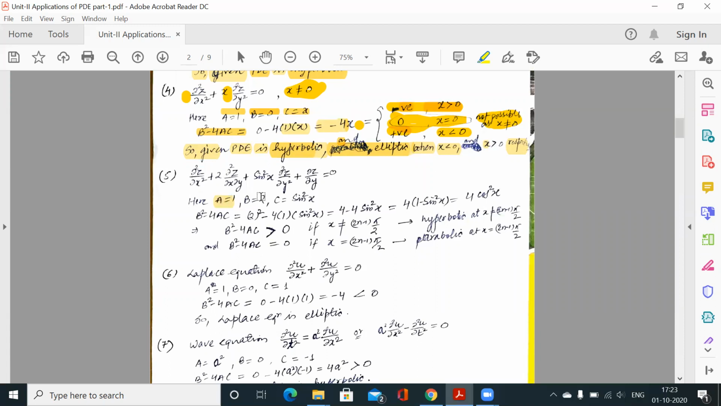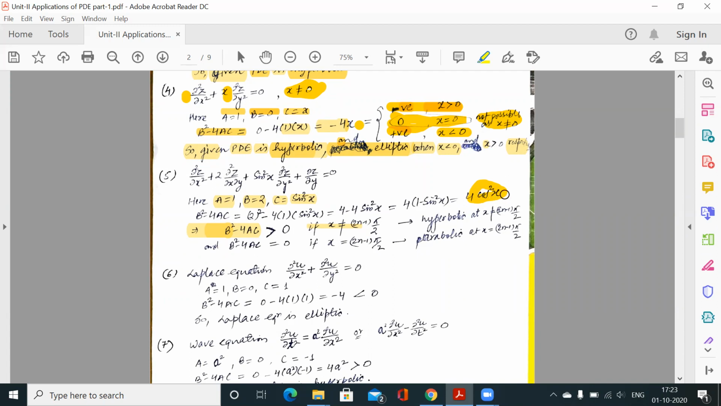Here a is 1, b is 2, c is sine square x. So b square minus 4ac comes out to be 4 cos square x. So again it depends on the value of x. Now we know that cos square x is never negative, because it is a square. Cos x may be positive, 0 or negative, but since it is squared, the result is either 0 or positive.